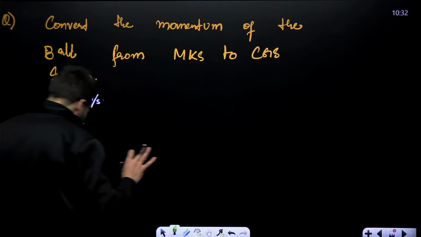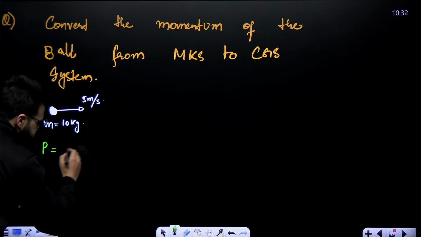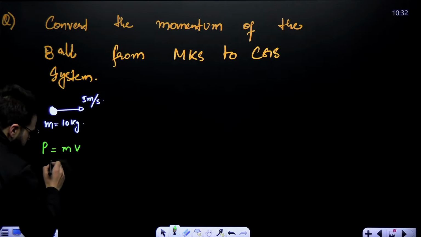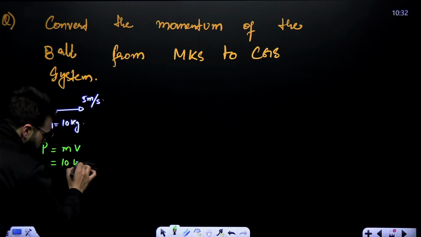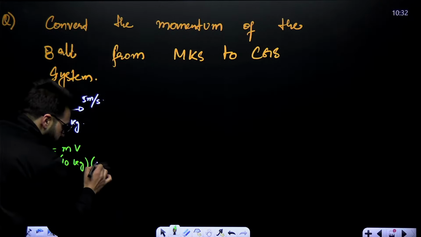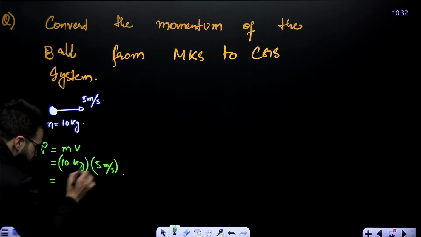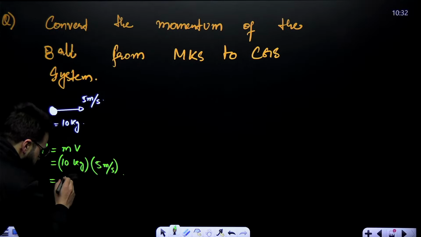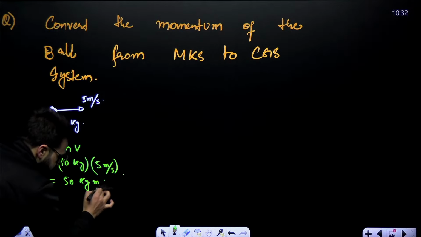Now, let's first find the momentum of the ball. Guys, we say momentum is mass into velocity. What is the momentum? What is mass? That is 10 kgs over here. Okay, I'll write 10 kg. And what is velocity over here? That is 5 meter per second. Now tell me, 5 into 10 is 50. So this will be kg meter per second.